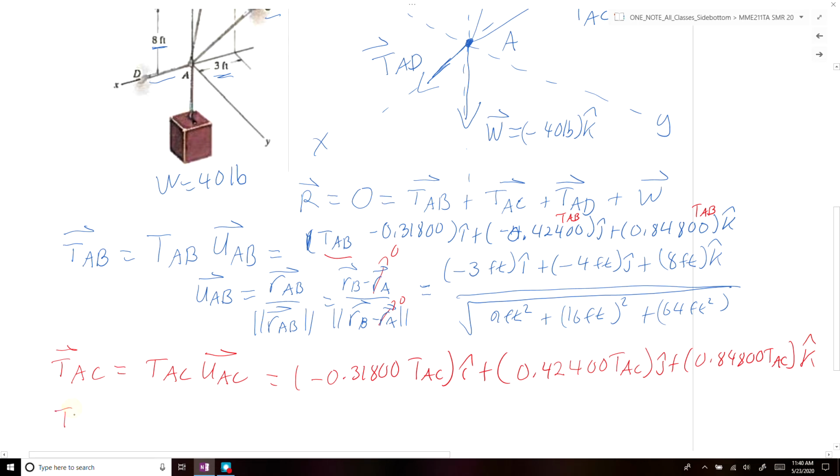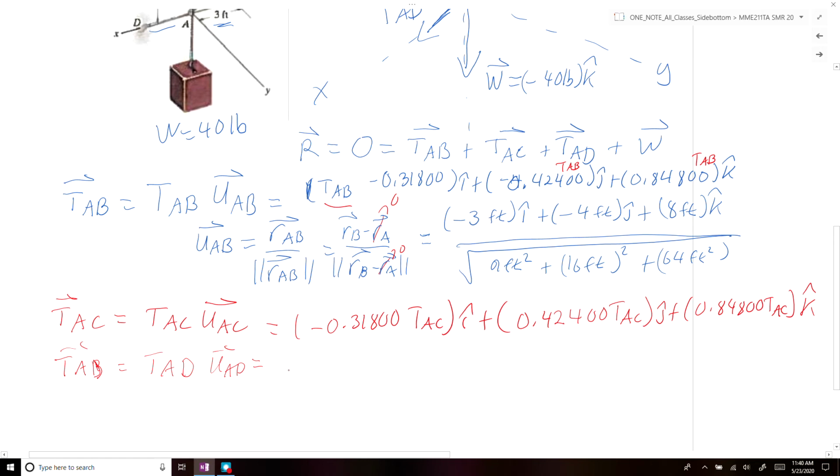TAD, we could also write as being equal to TAD times UAD. In this case, UAD is equal to R of D minus RA divided by the magnitude of RD minus RA.